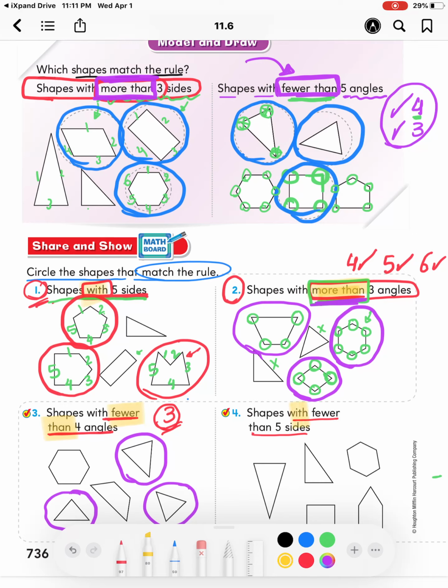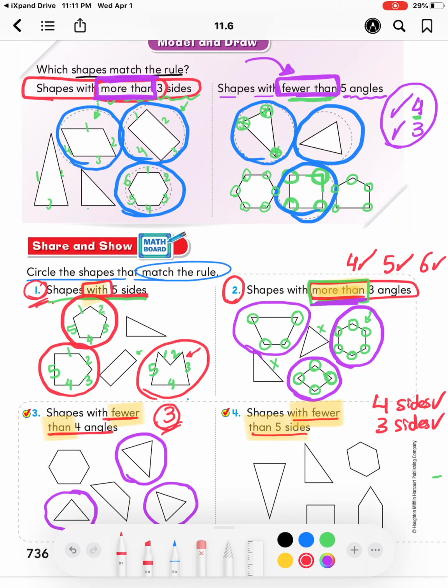Let's highlight fewer than 5 sides, which means shapes with 4 sides, okay? Shapes with 3 sides, also fine. But shapes with 5 sides or more, we will not circle them.